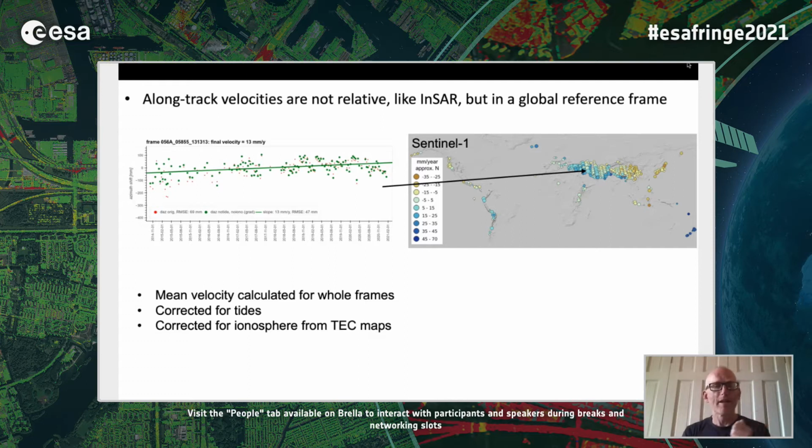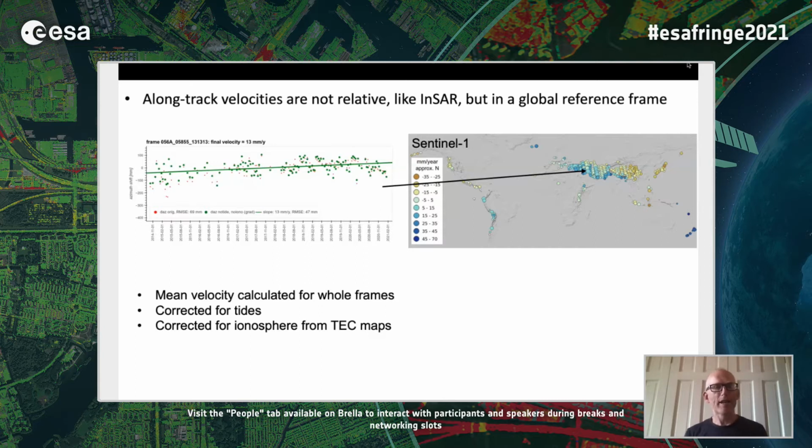So one other kind of nice feature of these along-track measurements is, unlike InSAR, they're not relative measurements. They come in a global reference frame, which is ITRF. So what we've done is we've taken all our interferograms we've generated in the COMET system, and we've estimated for each frame the average along-track velocity. So for every frame, we have a figure like this one on the left, which shows the time along the x-axis and the azimuth shift on the y-axis.